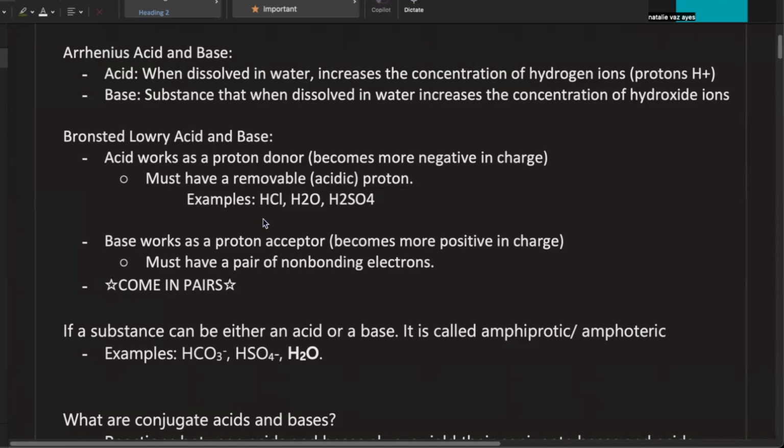They must also have a removable acidic proton. So some examples of acids would be HCl, H2O, which is water, and H2SO4. So when you look at these, you're going to think proton donor. So if we look at HCl, it would donate the H, the hydrogen, and it would become just Cl minus.